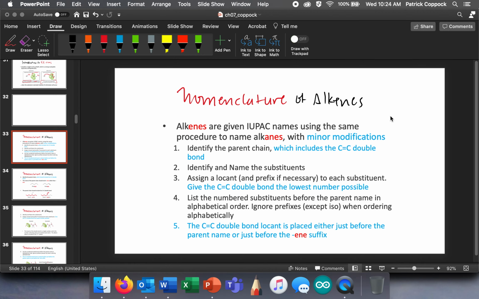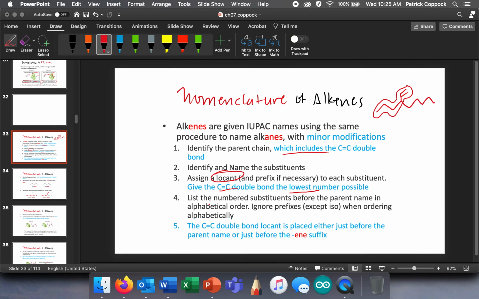So, for example, if you have a compound that looks like this, you might think, well, obviously the parent chain is the longest. But no, it has to include the double bond. So this would be the parent chain, even though it's not the longest, because that's a double bond up there. So you identify the parent chain, which includes the carbon-carbon double bond, and then you identify and name the substituents, and you assign locants. You give the carbon-carbon double bond the lowest number possible.